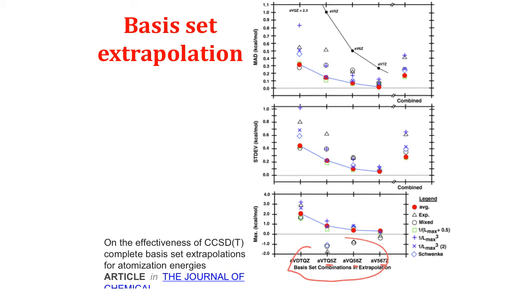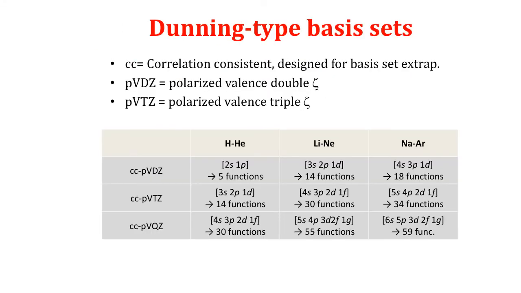Let's take a look at these basis sets in a little more detail. The Dunning-type basis sets are more correlation consistent. So these are better used for basis set extrapolations. The PV-DZ stands for the polarized valence double zeta basis set. Triple zeta is the polarized valence triple zeta. So you've got the DZ, double zeta, triple zeta, quadruple zeta. And then from there, we'll just go quintuple or 5Z, 6Z, 7Z. Obviously, those are going to be quite large basis sets.